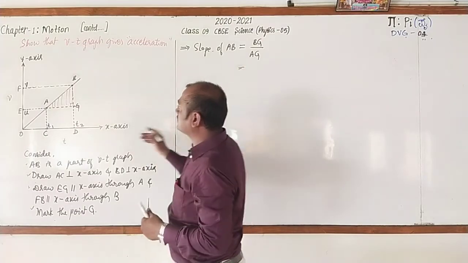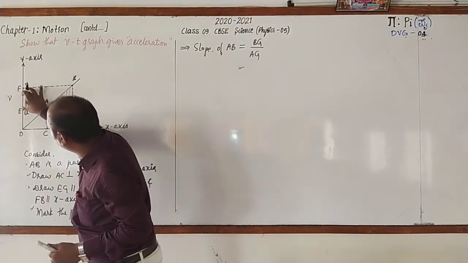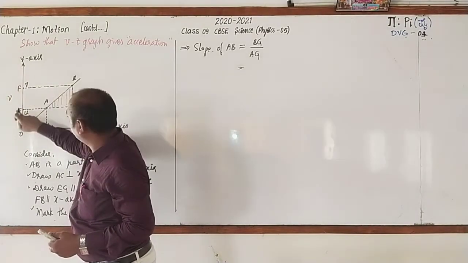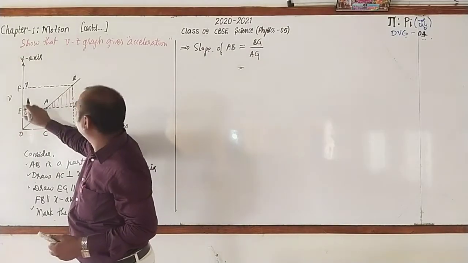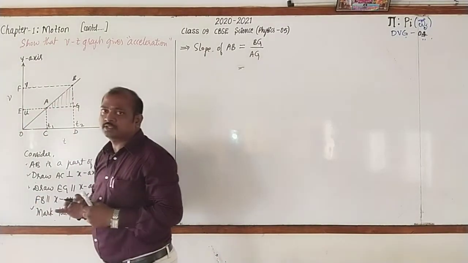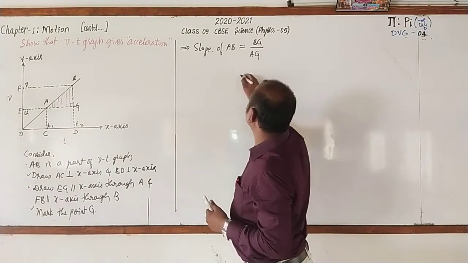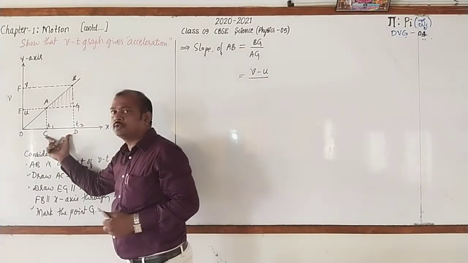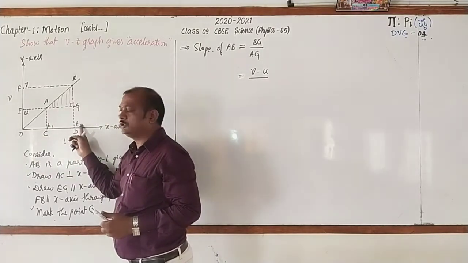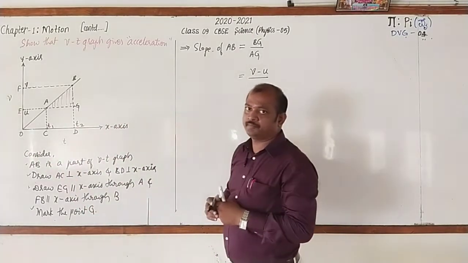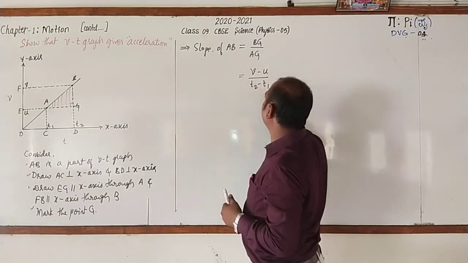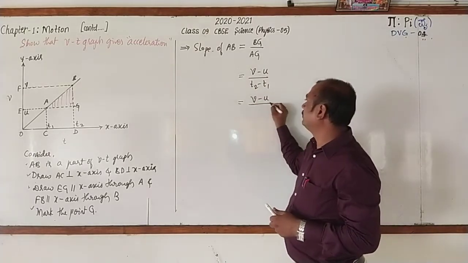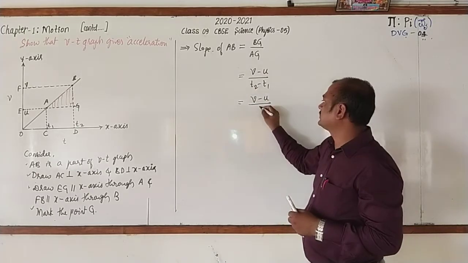Then what is BG? The distance of BG is that from E to F. O to F is V. O to E is U. Hence, EF is V minus U. Can we write so? Yes. It is V minus U. What is AG? AG is equal to CD. Then O to D is T2, O to C is T1. Now, I can write this as T2 minus T1, which is equal to T. So the slope is V minus U by T2 minus T1, that is, V minus U by T.